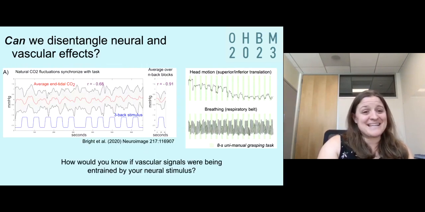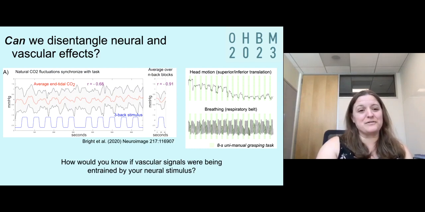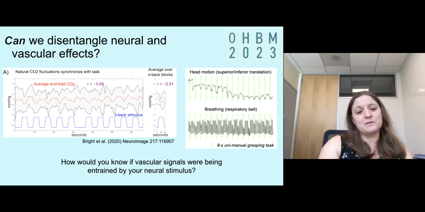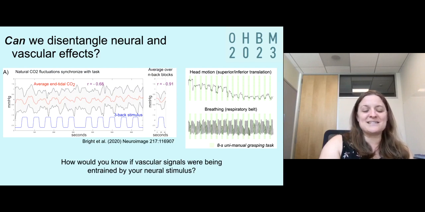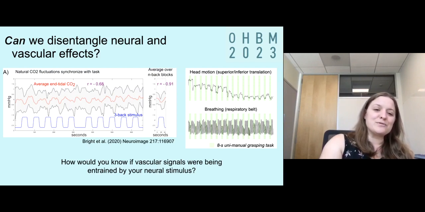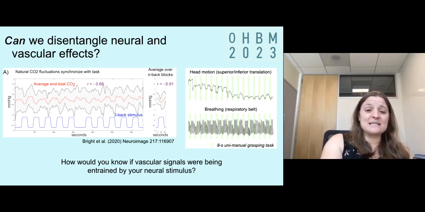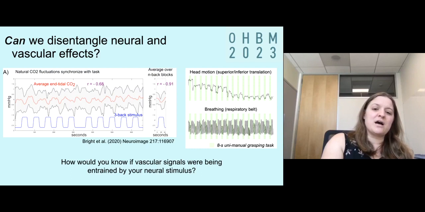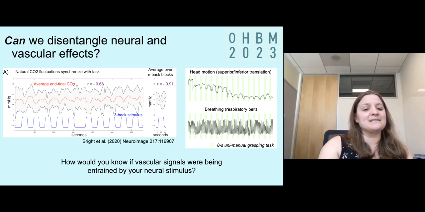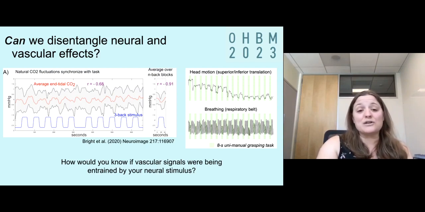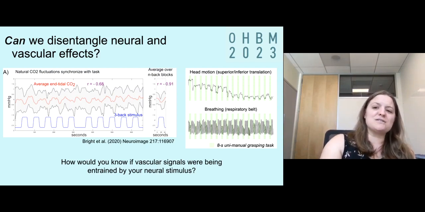But I must ask, can we disentangle neural and vascular effects? So here I'm showing an example from a study where we did a working memory test. You can see the block design in blue. And in red, you can see that CO2 levels are entrained to that neural stimulus timing. Breathing patterns correlate with this working memory task. And similarly, you see the same effect here during a hand grip motor task. And you may not know this is happening if you're not measuring. So at the very least, I encourage you to measure breathing changes.